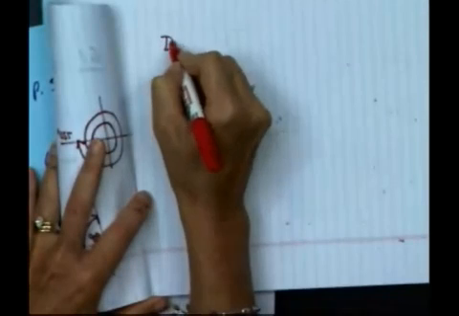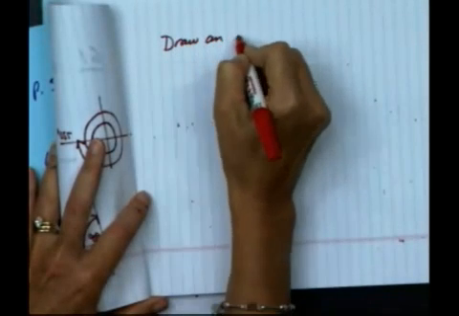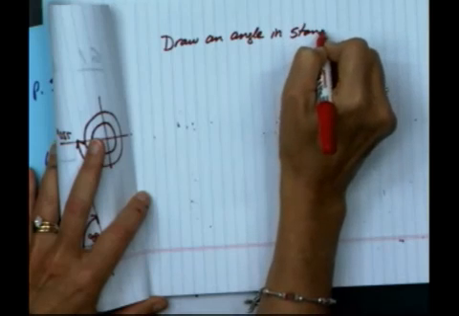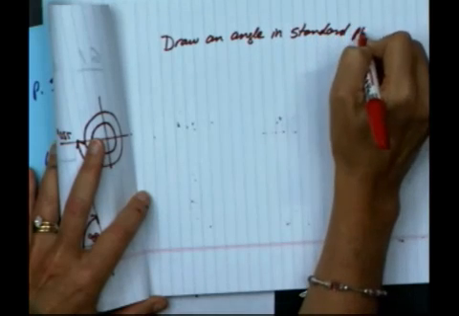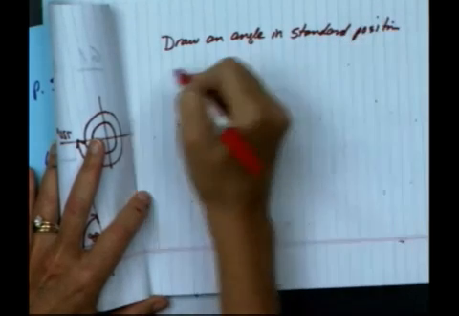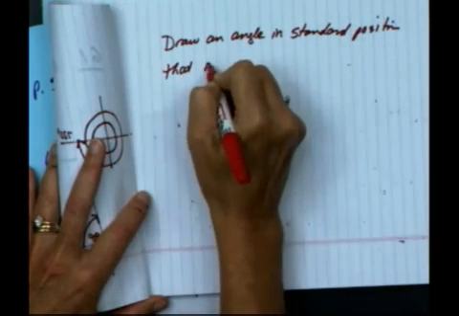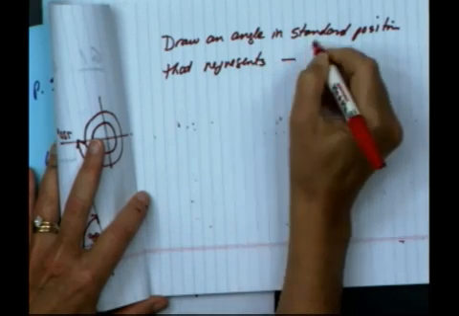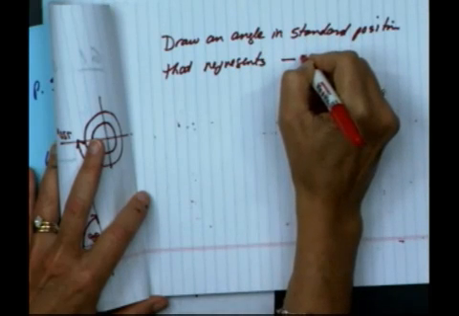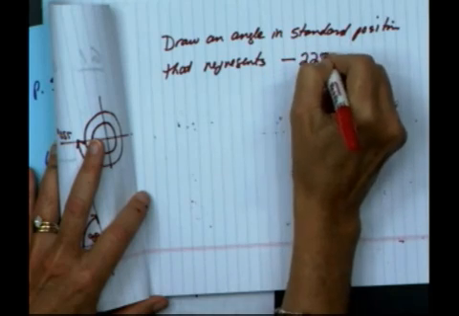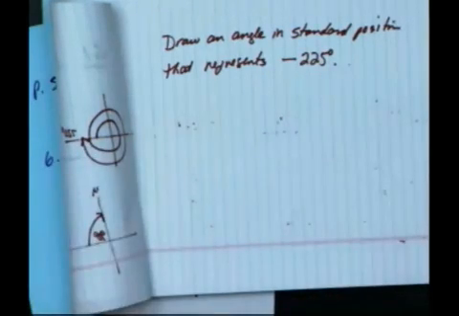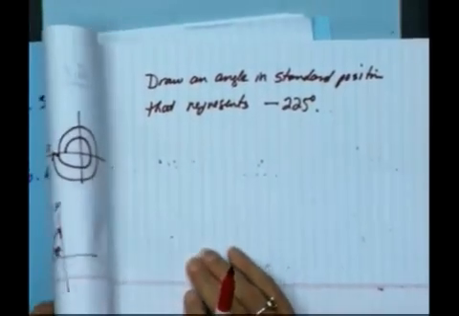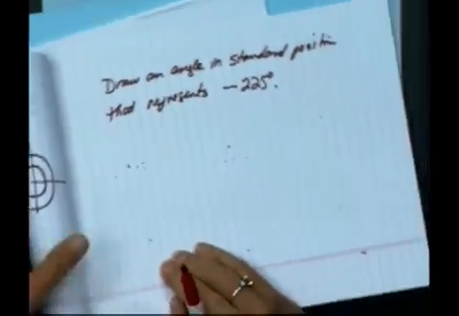I want you to draw an angle in standard position that represents negative 225 degrees. I want to know where that terminal side is. Draw an angle in standard position that represents negative 225 degrees.